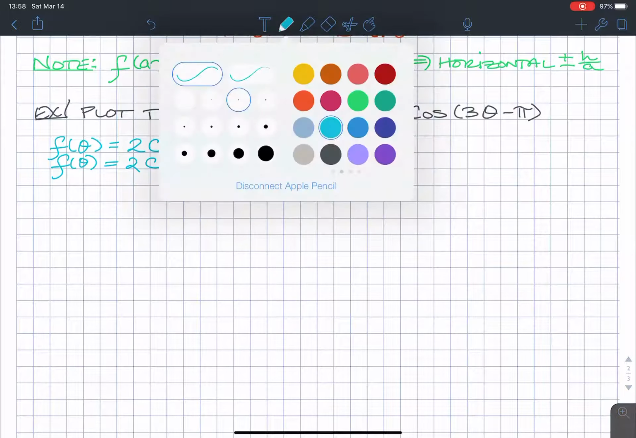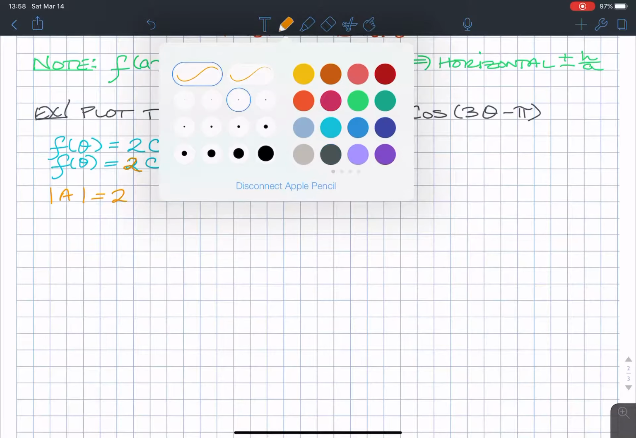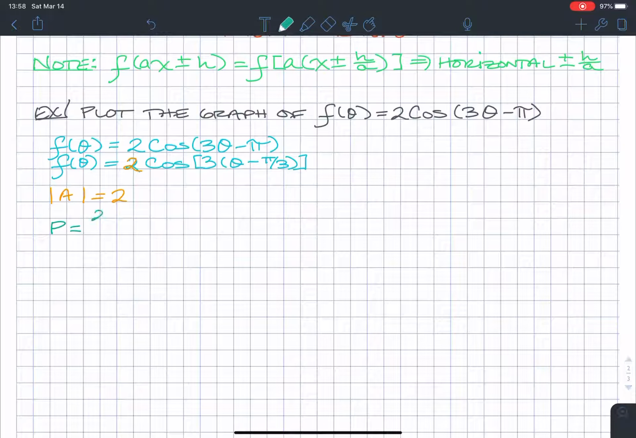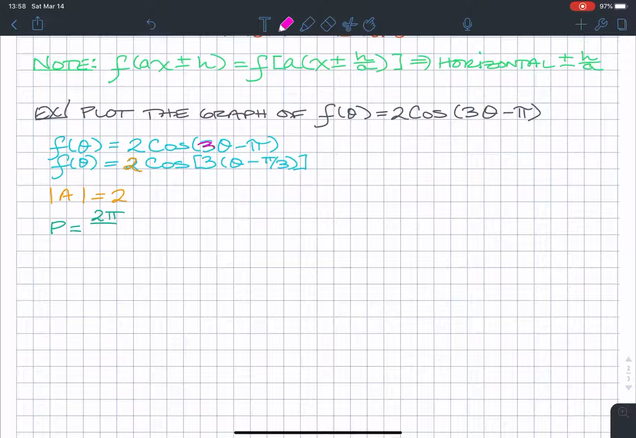So now I can do my normal analysis. The amplitude A is 2, the coefficient in front. The period P is still 2 pi divided by the coefficient of theta. Regardless of whether or not we factored it out, the coefficient of theta is still 3. But now we have a translation. And remember, horizontal translation is counterintuitive. So this is not left, it's actually right, pi over 3, because horizontal translation is counterintuitive.